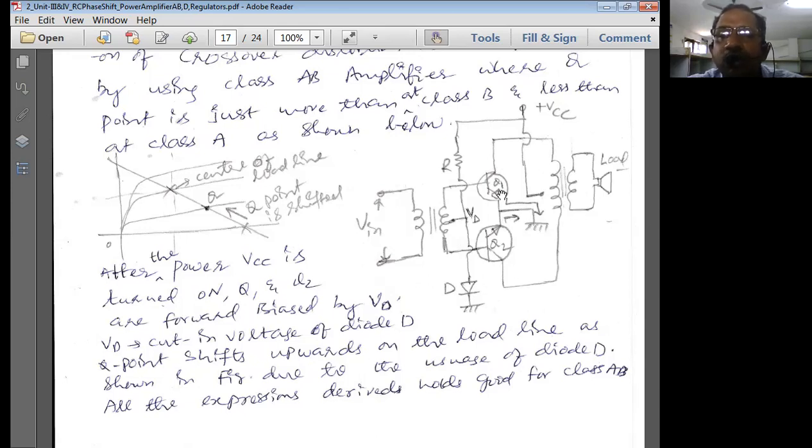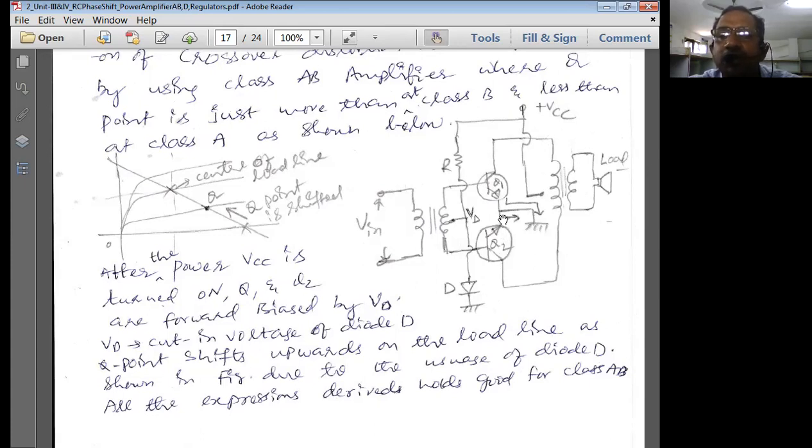Say for example, when Q1 is on, how does the current transmit? From the emitter, the current comes like this, goes to the ground, and from ground it comes to VCC. From VCC, it goes to the primary of the load transformer, and it comes from here to here, and through the Q1 base and emitter, like this, the current is flowing.